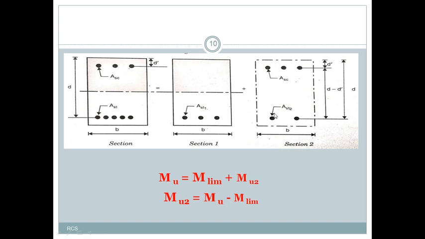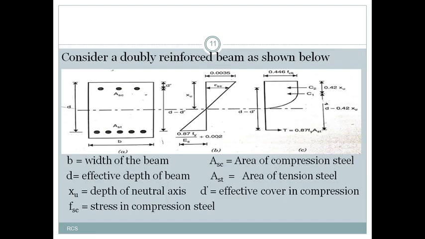Then who will counteract that moment? Here we have only compressive moment. Similarly, we have to have tensile moment also to keep that beam in equilibrium. That's why we are providing the additional reinforcement here in the form of these 2 bars, that is AST2. So this is how we calculate the limiting moment, the moment in section 2 and the ultimate moment in the doubly reinforced beam. Right. So this is the stress distribution and strain distribution diagram of your doubly reinforced beam.